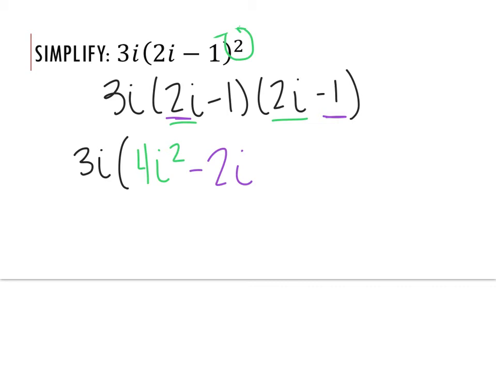And then I need to do inner. Those multiplied together give me negative 2i. And then I need to do last. -1 times -1 is a +1.